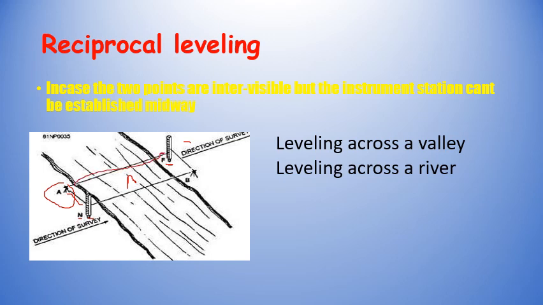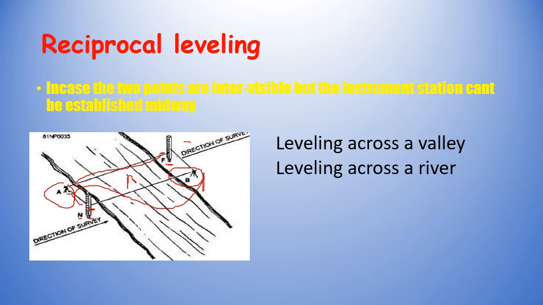We shift the instrument and keep the staffs in position. When you come here, we take the readings of the staffs. When the instrument is at B, we take the readings at F, and then we take the readings at N here. So if we are not able to establish the instrument in the middle of these 2 points, however near they can be or intervisible, we are going to employ what we call reciprocal leveling.